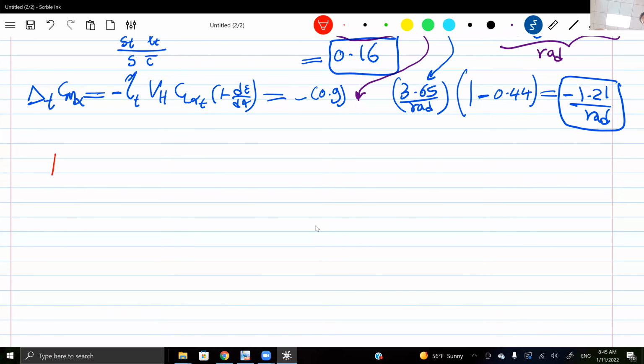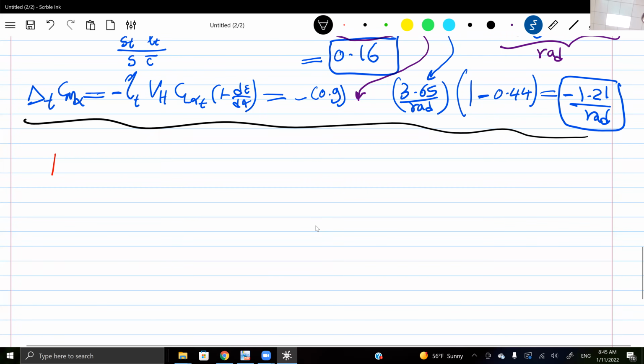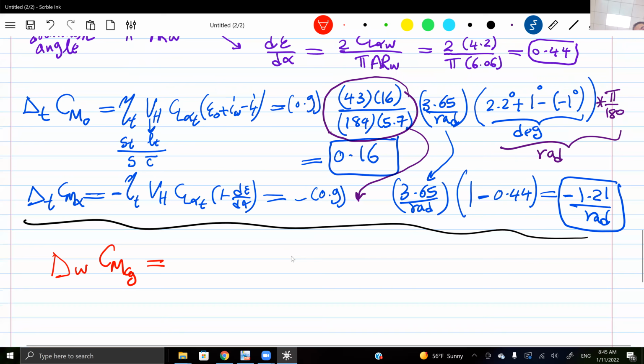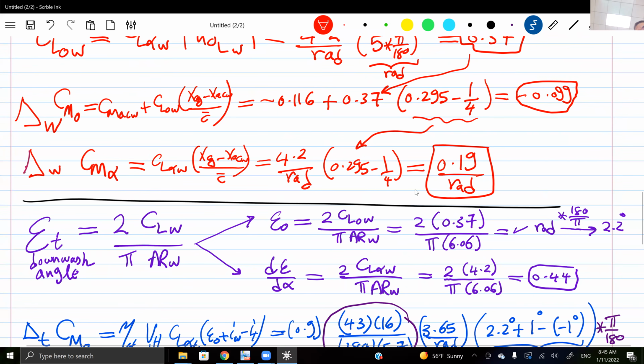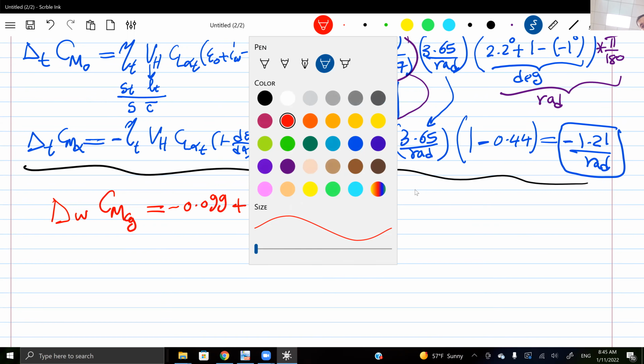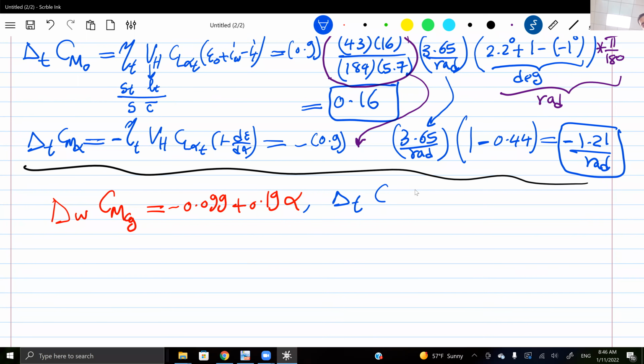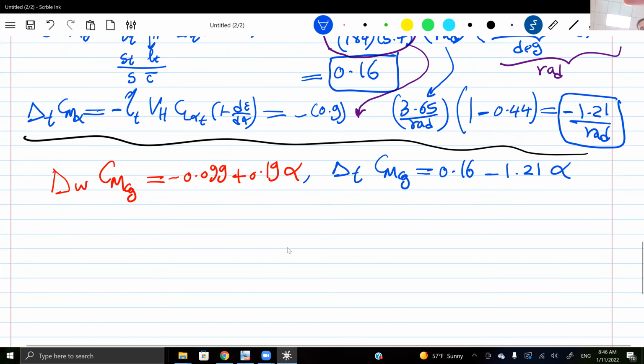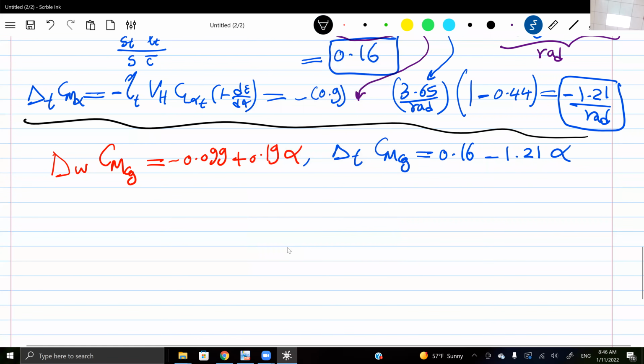So here is the summary. The wing contribution to the CM of the entire airplane is something plus something times alpha. This was negative 0.099 plus 0.19 times alpha. While that of the tail, delta tail of the CM of the entire airplane, is again something plus something times alpha. This is 0.16, negative 1.21 times alpha, right? And for the total airplane, I simply add them, right?